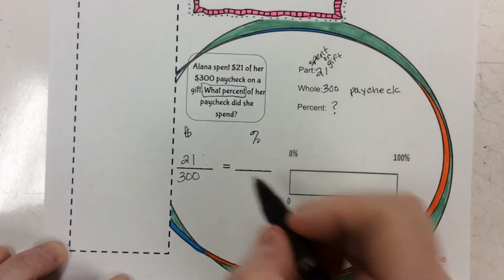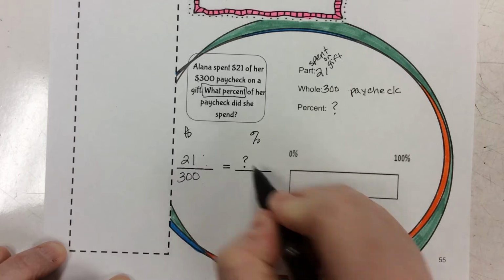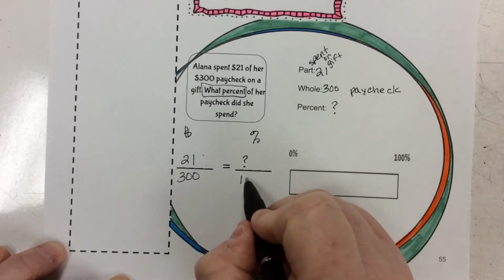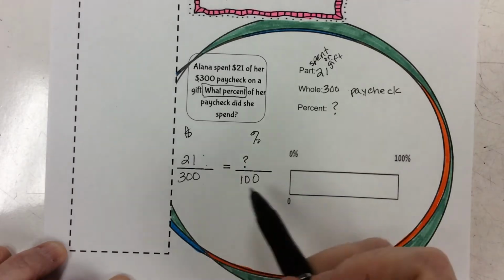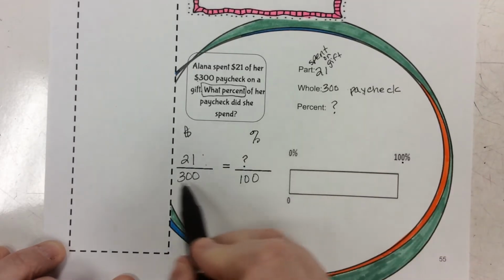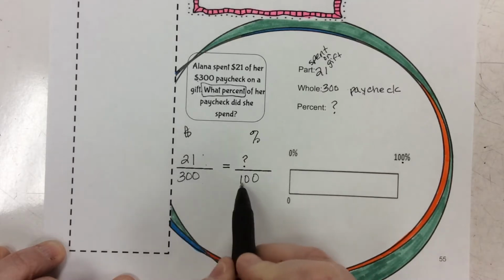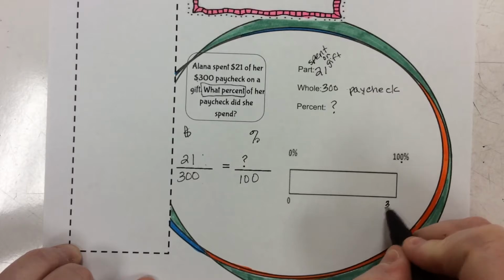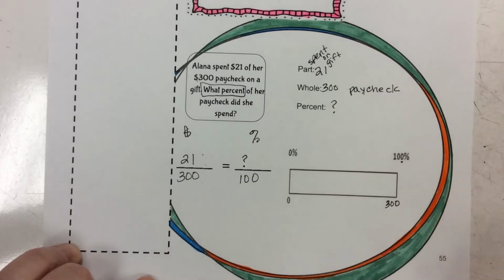So it says what percent. That means I'm going to put a little question mark here. Now, I always put a 100 on the bottom here because 100 represents a whole. So 100% represents her whole paycheck. The bottom row here all represents whole. So $100 or 100% represents $300.